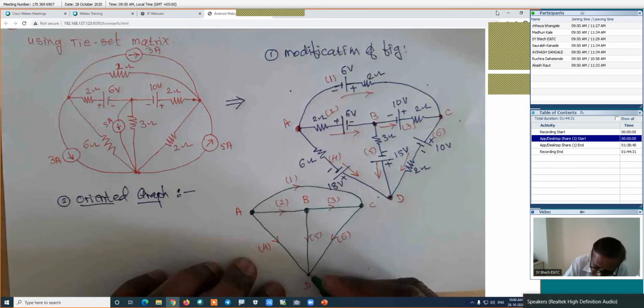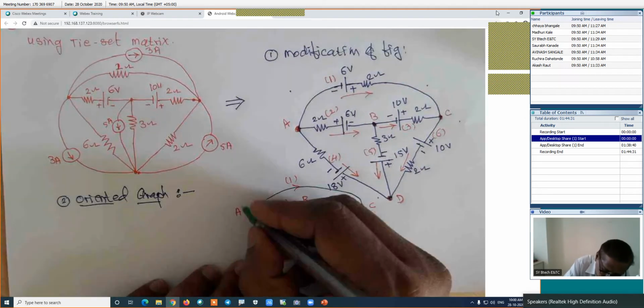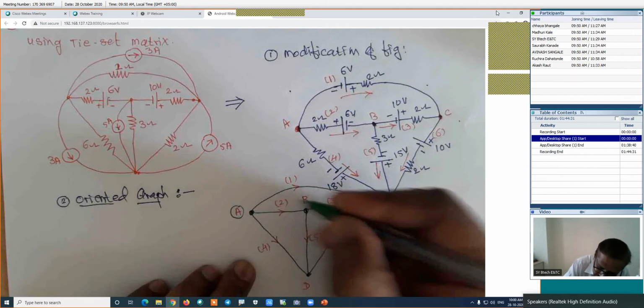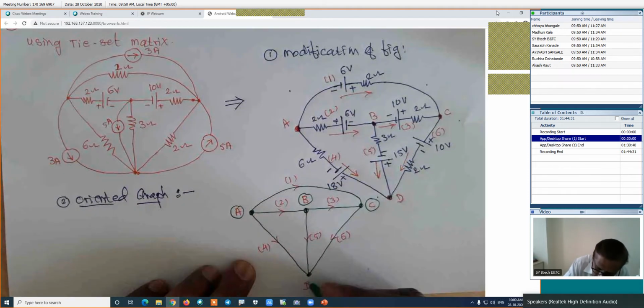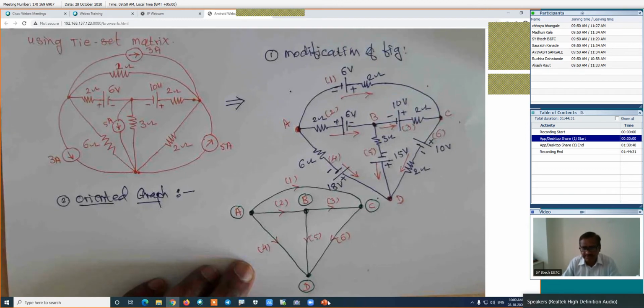What is the first step in this calculation? Look carefully. Here we have node A, node B, node C, and node D. We have these 4 nodes. Now look at what is step number 1.